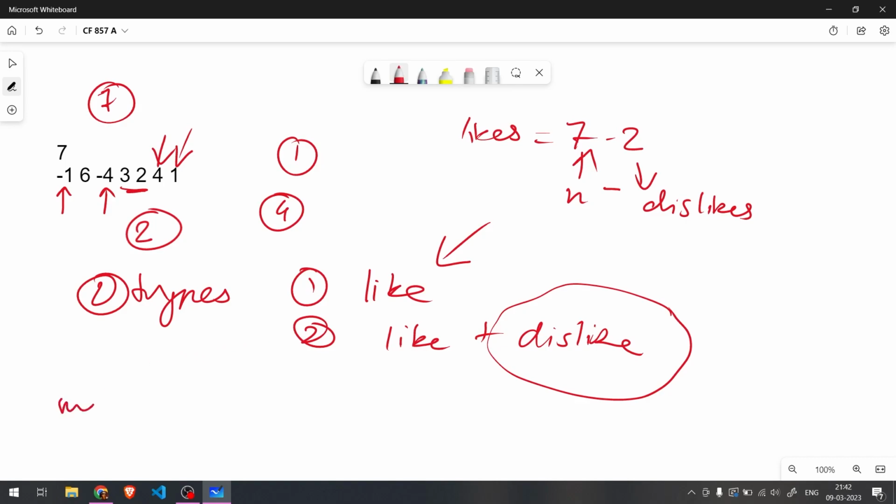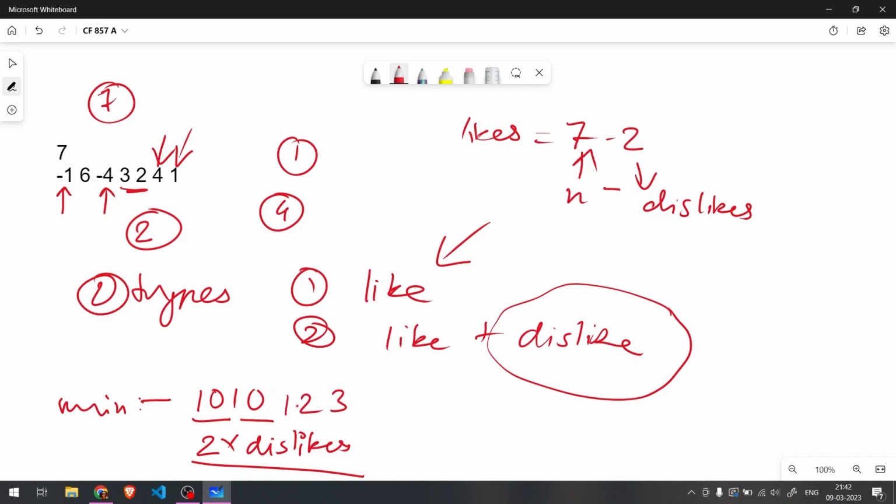Now for a minimum, what do we do? We do like, dislike, as many times as the number of dislikes. Like here, if there are 2 dislikes, it's 1 0 1 0. So 2 times dislikes. These many elements are done, and after this the remaining elements are just 1 2 3 because they are continuously likes. So 2 times the number of dislikes, and then the remaining would be n minus 2 times the number of dislikes.